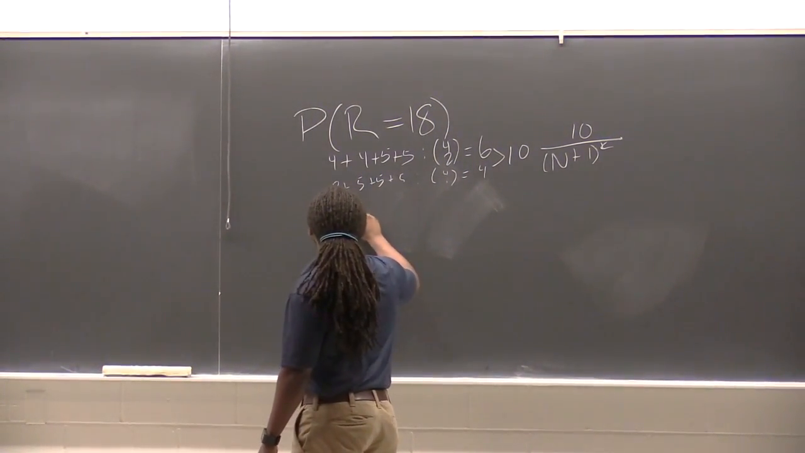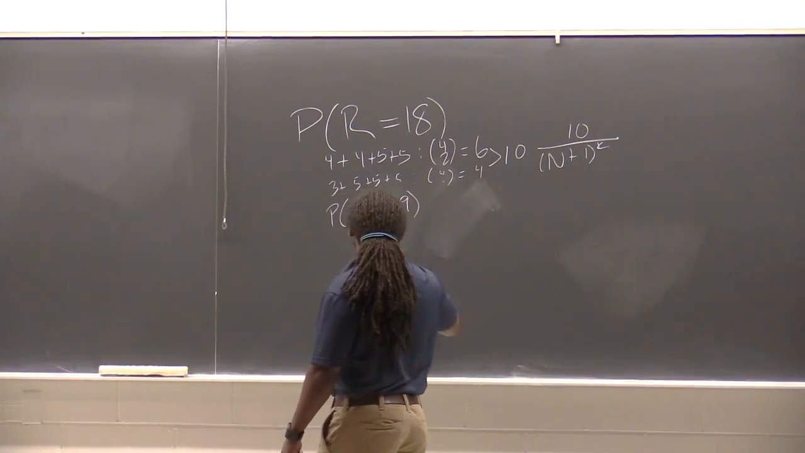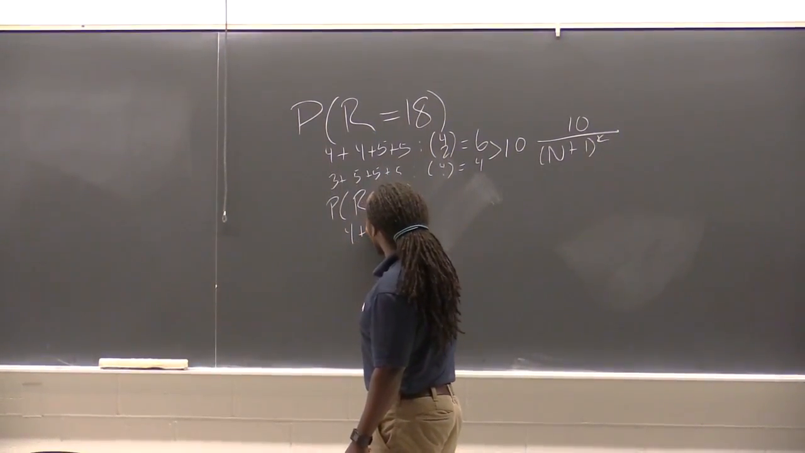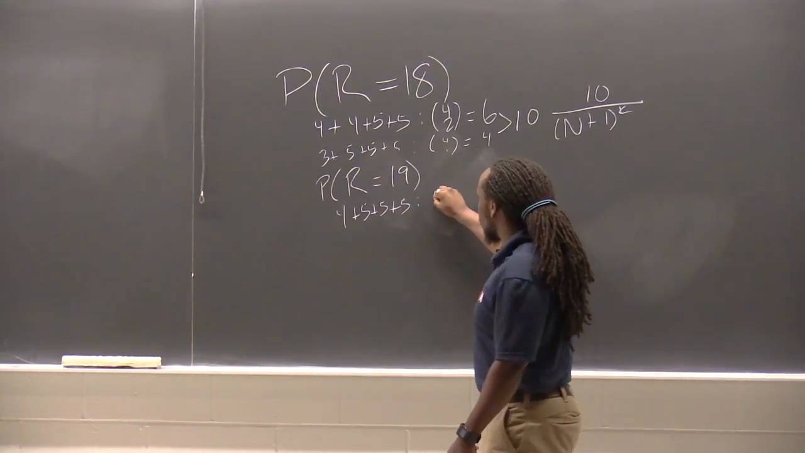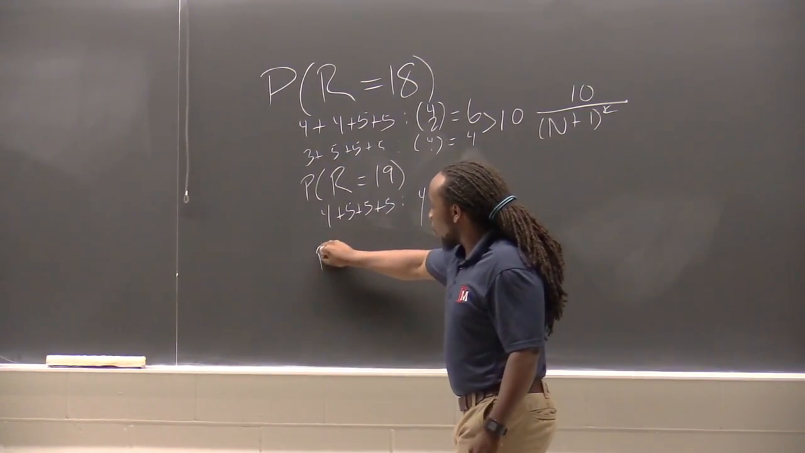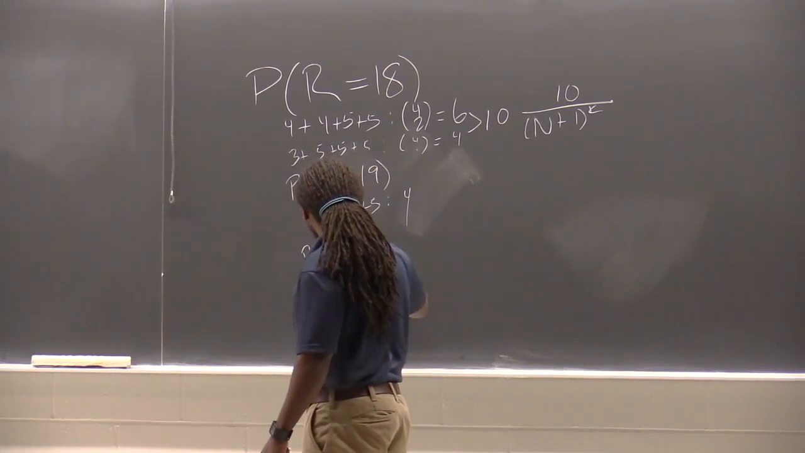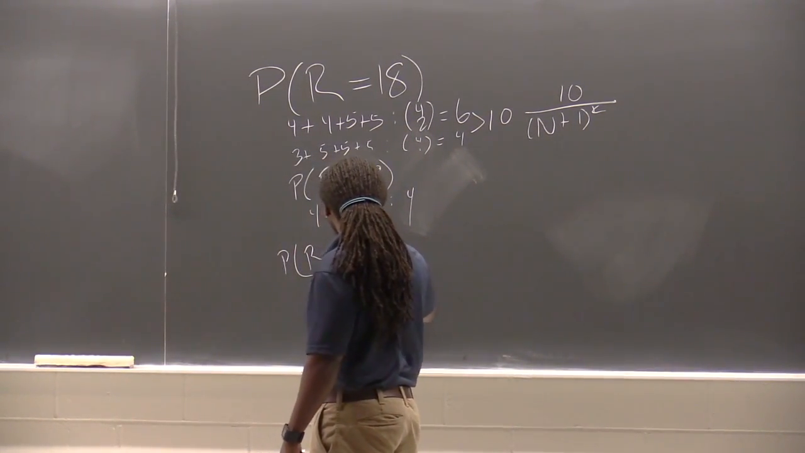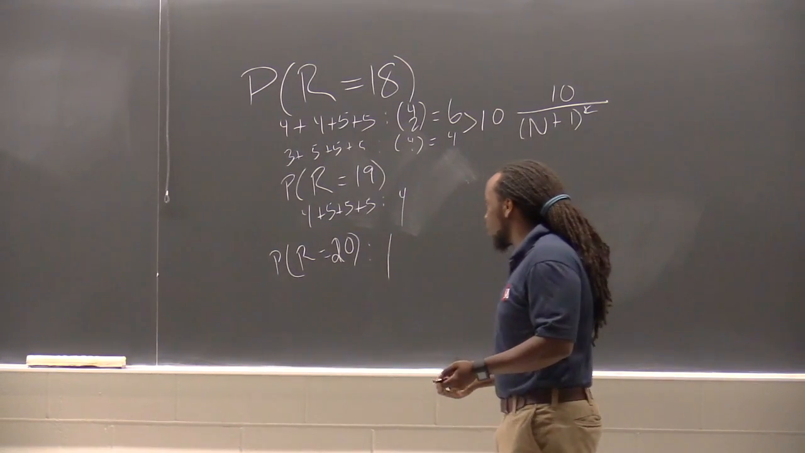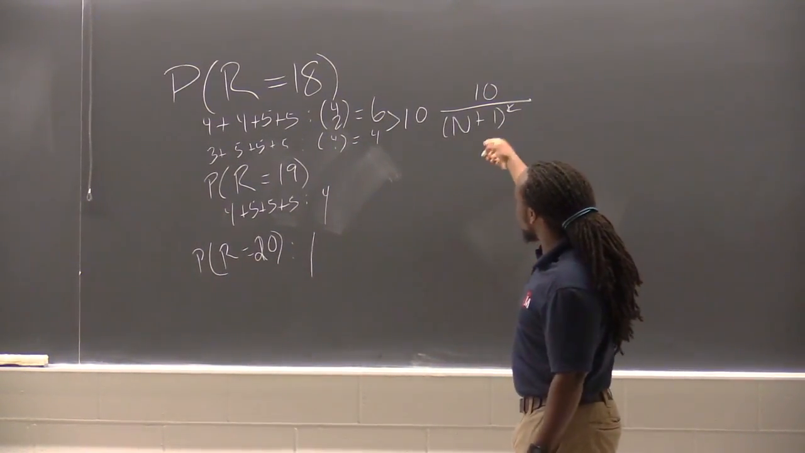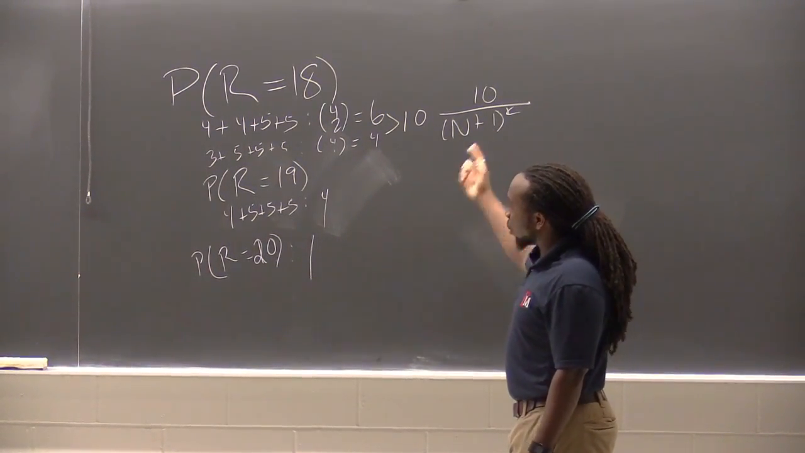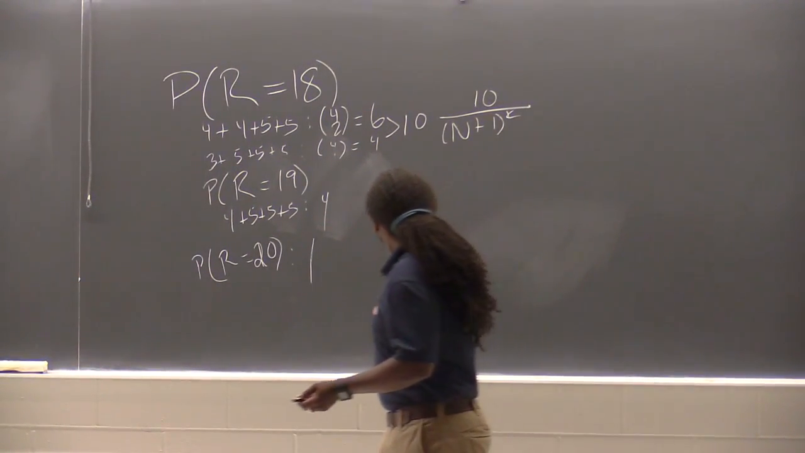But what if we had a rank sum of 19? So to say, then we already know that we have 1 4 and 3 5s, which is just going to give us 4. And then for R equals 20, there's only one possible way, and that's if you had all 5s. Now, we'll see that the p-values for these, once you actually find this part out, are going to keep getting smaller and smaller.